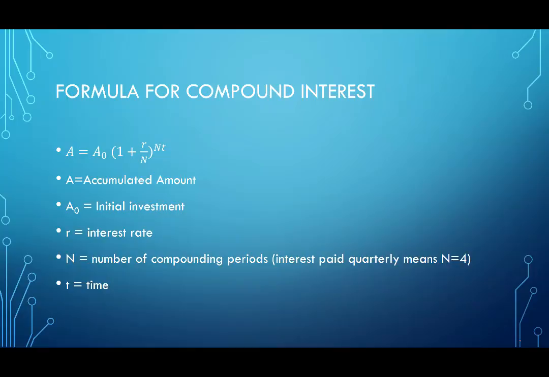This is how often the interest is paid, and typically you would have quarterly, which is 4 times a year, or monthly, which is 12 times a year. And T is, of course, representing time.